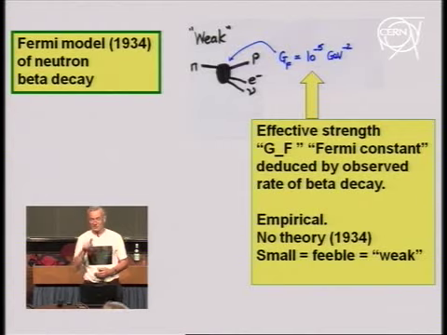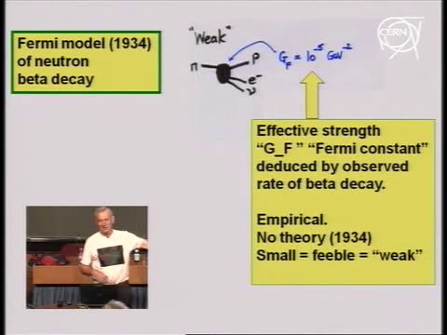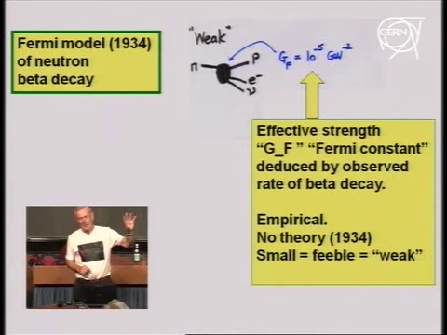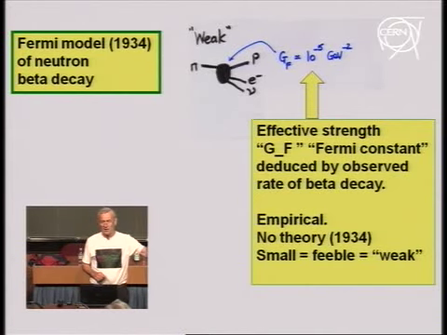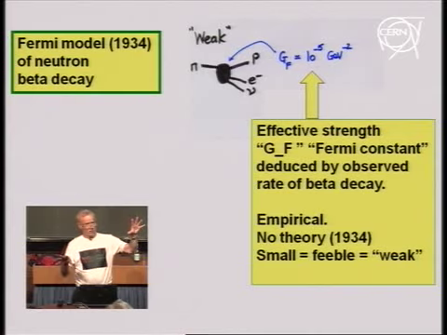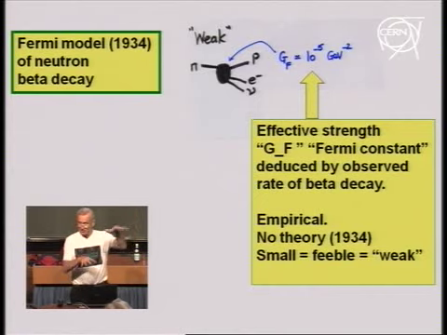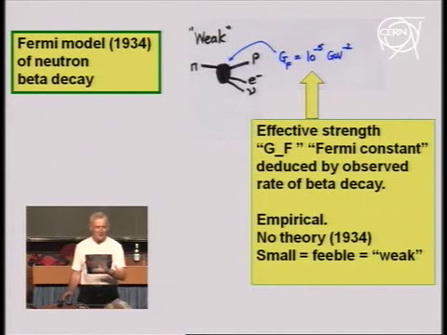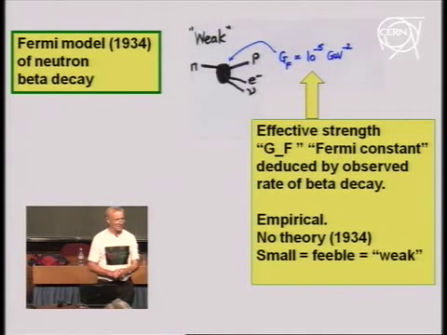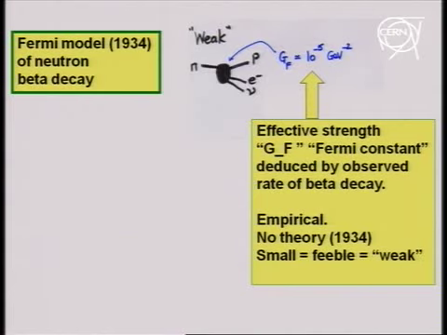Big G with a subscript F for Fermi, and its magnitude is 10 to the minus 5 inverse GeV squared. And the fact that 10 to the minus 5 is a much smaller number than 1 over 137 is the historical reason why the weak force became known as the weak force. It was that much weaker. This was purely empirical by Fermi in 1934. There was no theory behind it. It was just the empirical fact 10 to the minus 5 is small, hence we call it the weak force.